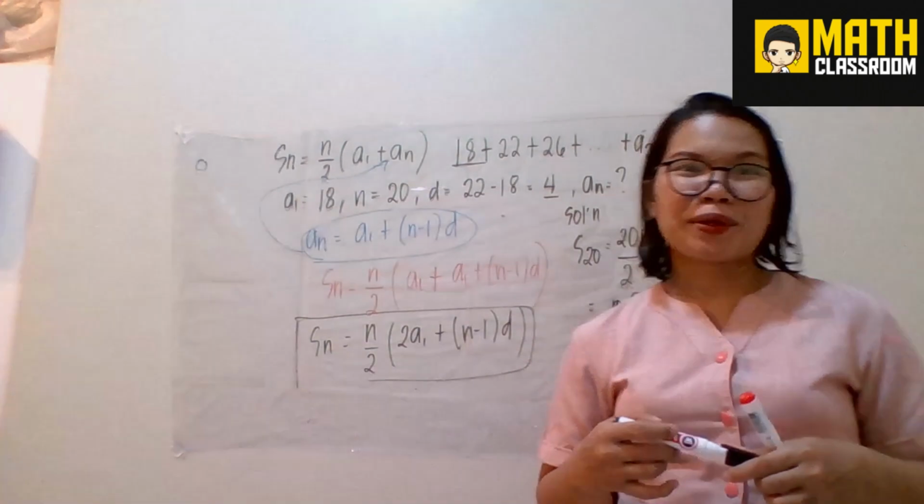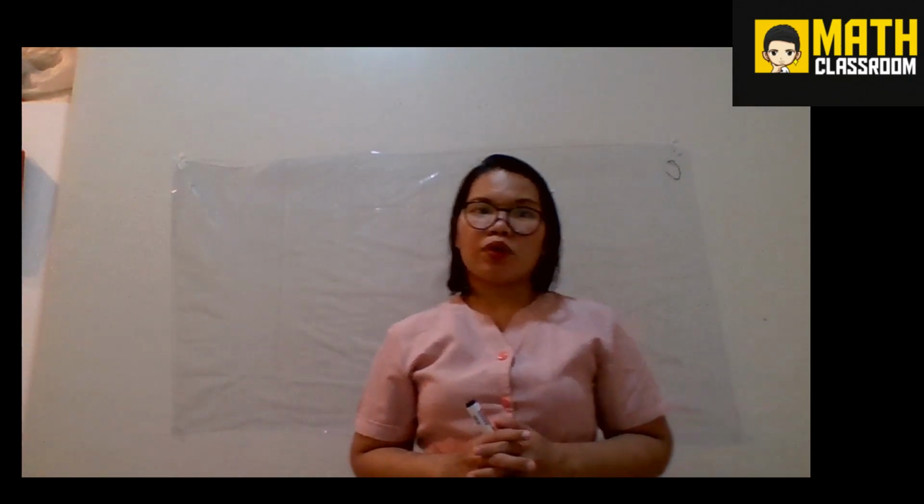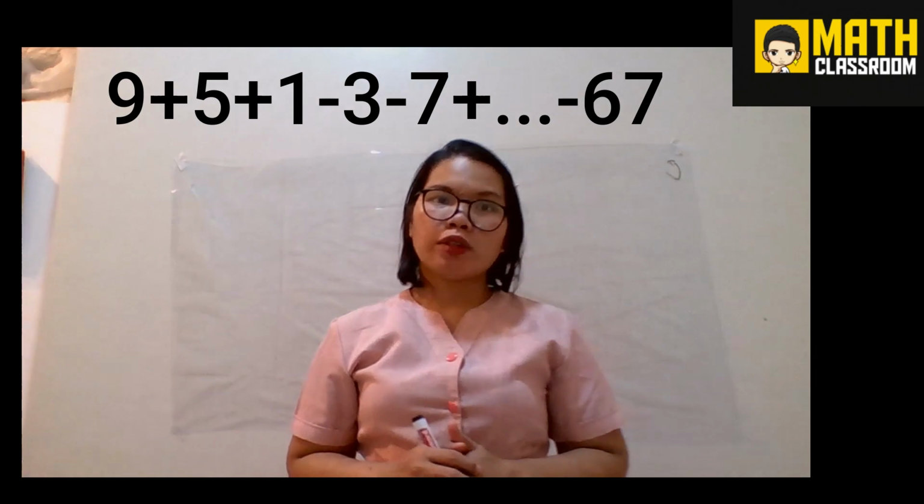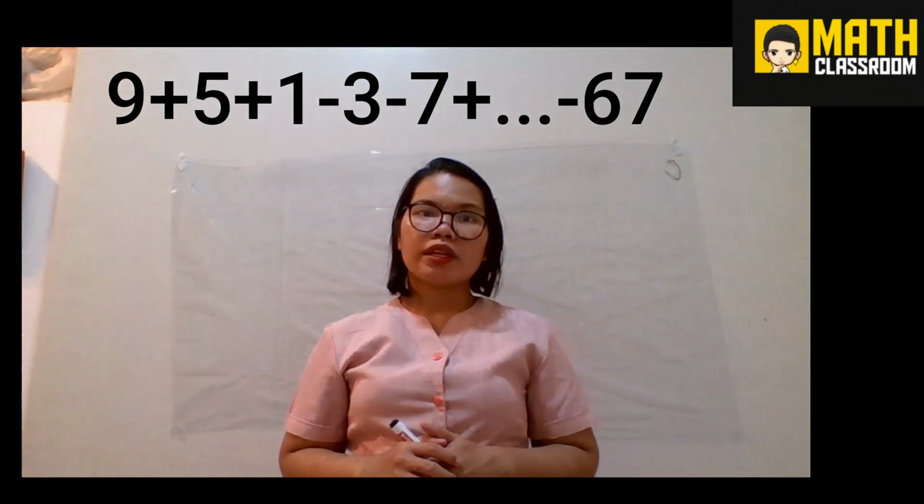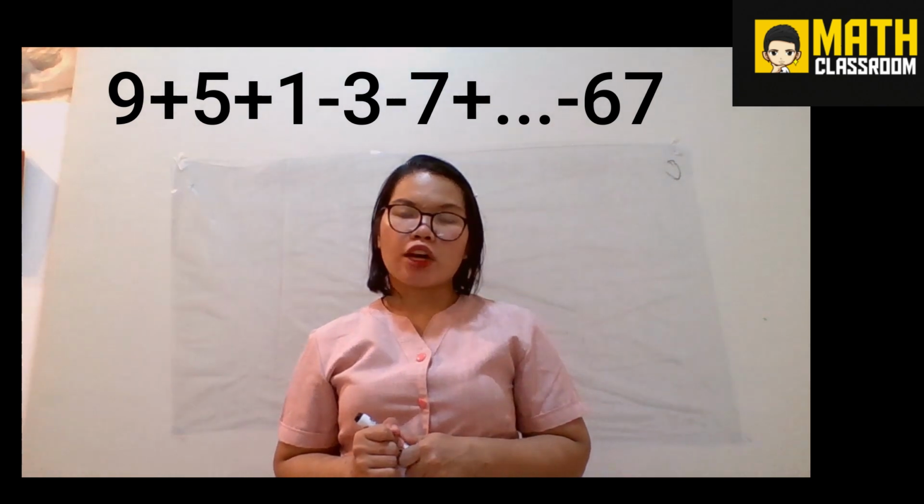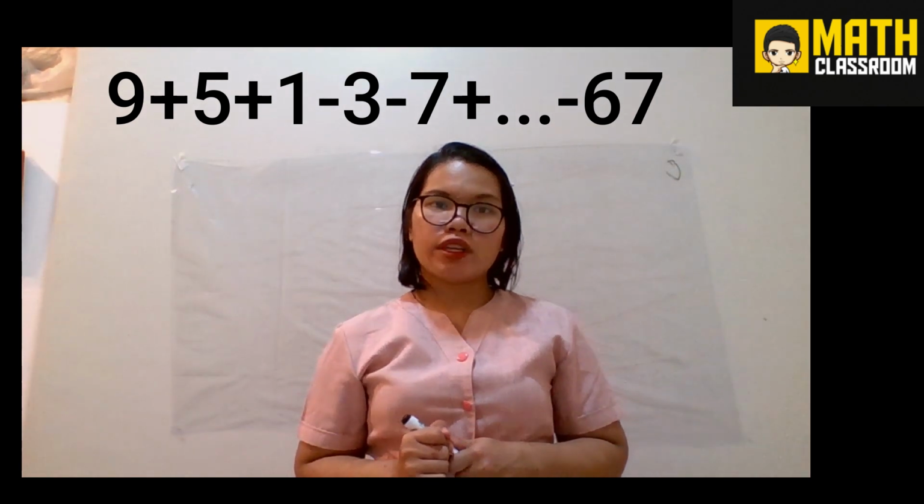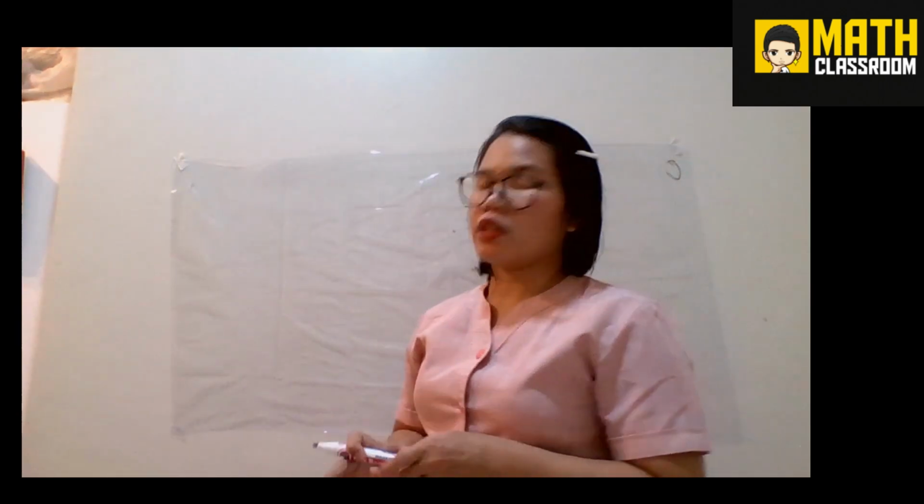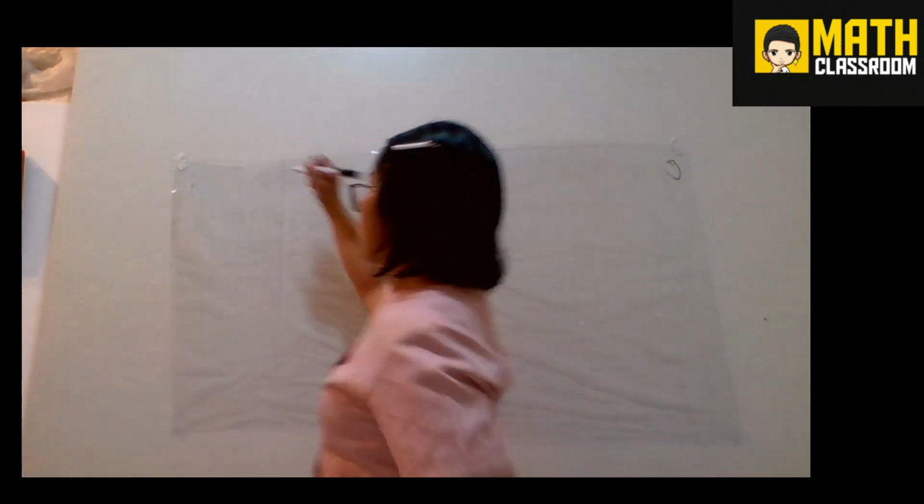O, diba? Sabi ko naman sa inyo, madali lang. For our next example, we have the series 9 plus 5 plus 1 minus 3 minus 7 up to negative 67. So how do we get now the values of these given terms, and how do we look for the sum of these terms? So let's try to identify the following.